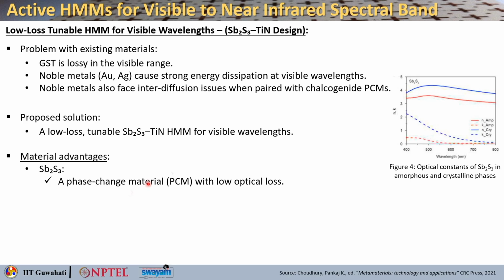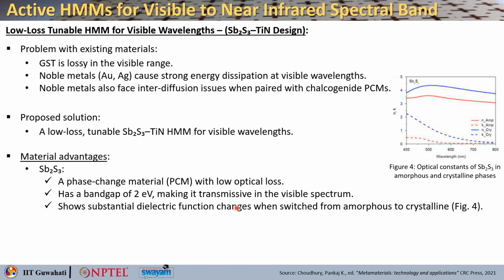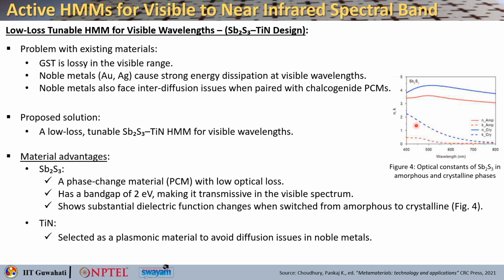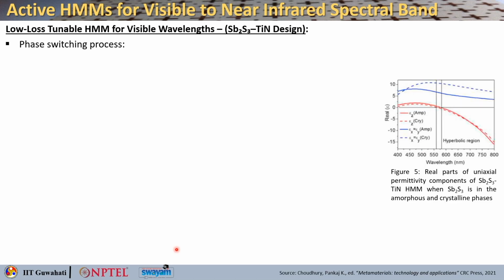So, these are the material advantages. As I mentioned, antimony trisulfide is a phase change material, but with low optical loss. That is a good thing. It has a band gap of 2 electron volt, making it transmissive in the visible spectrum, so it does not absorb the visible light. It shows substantial dielectric function changes when you switch from amorphous to crystalline. And on the other hand, titanium nitride, as I already mentioned, is an alternative plasmonic material that can avoid the diffusion issues coming from the noble metal.